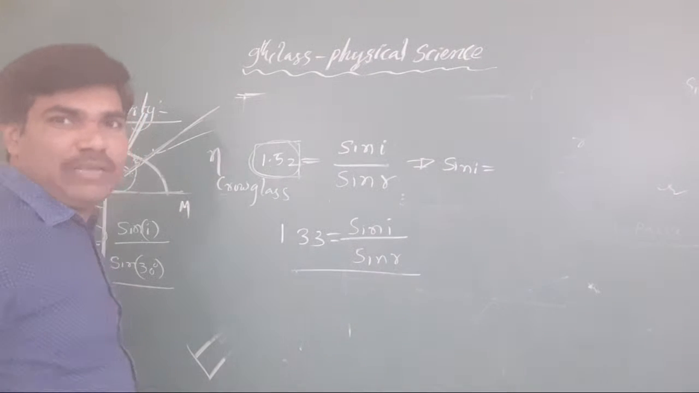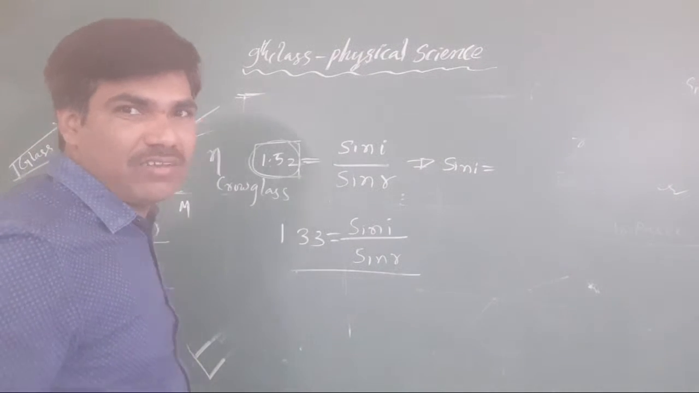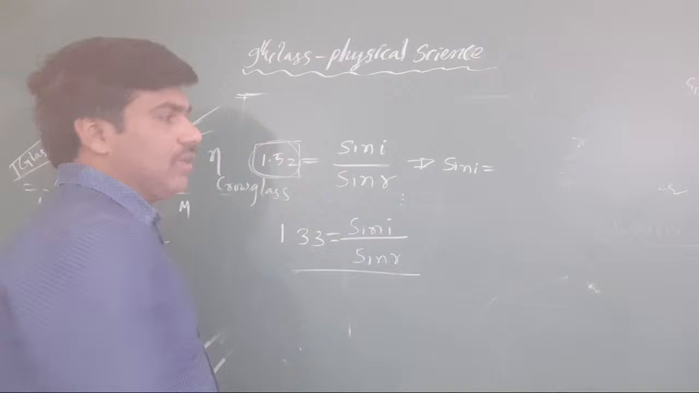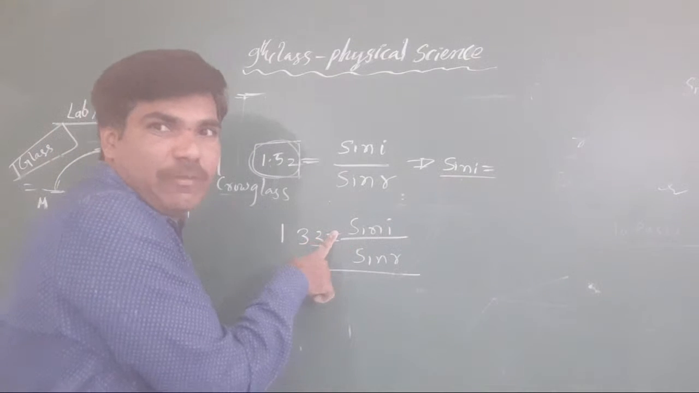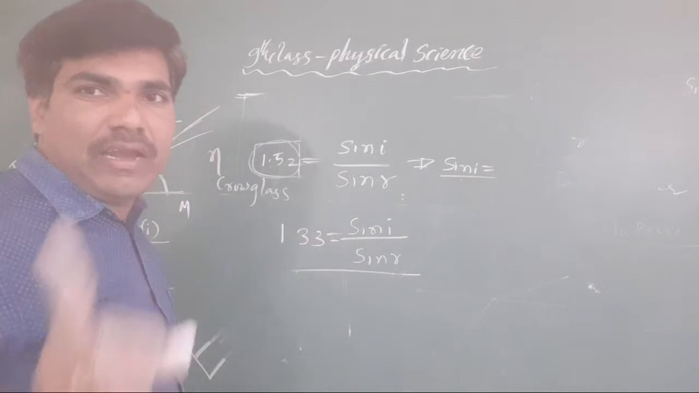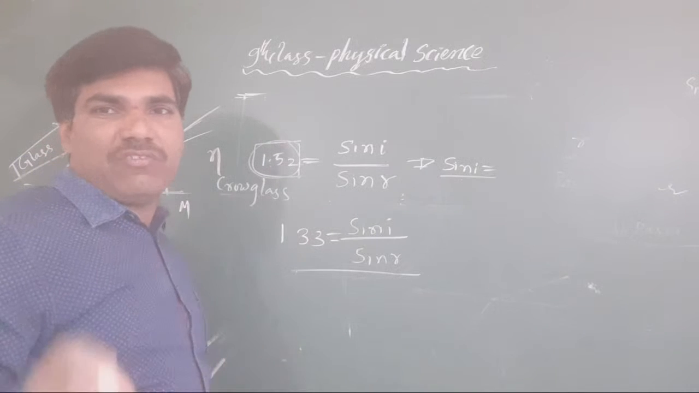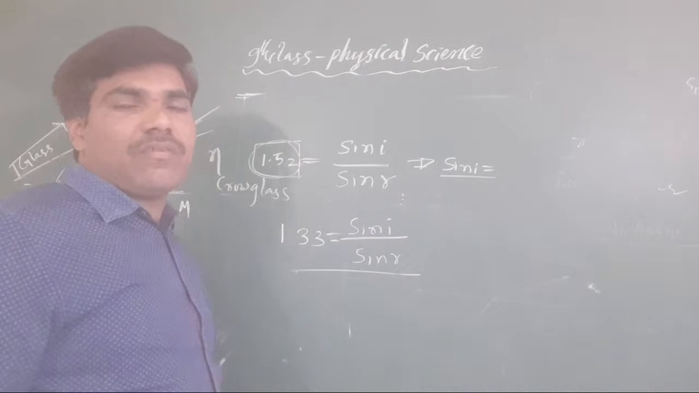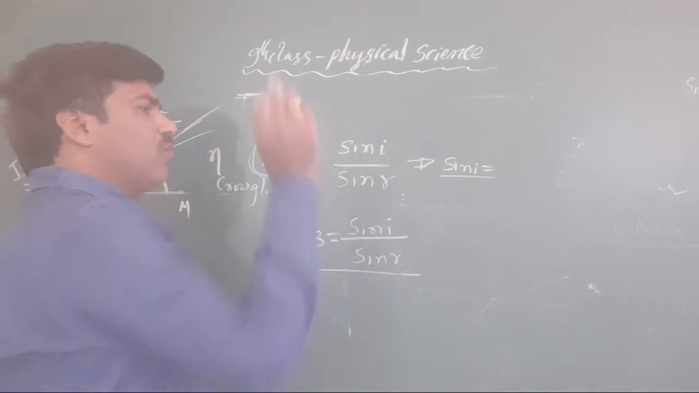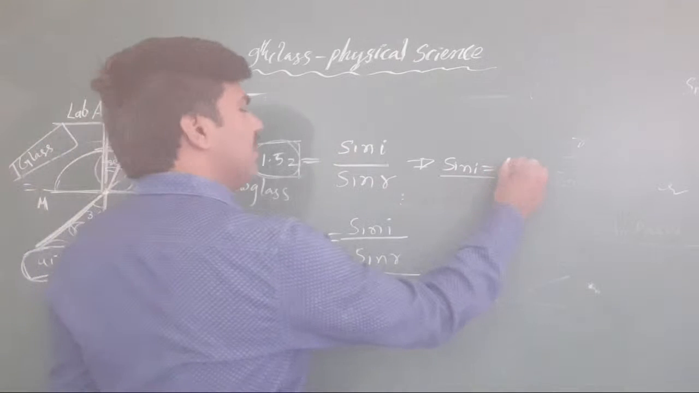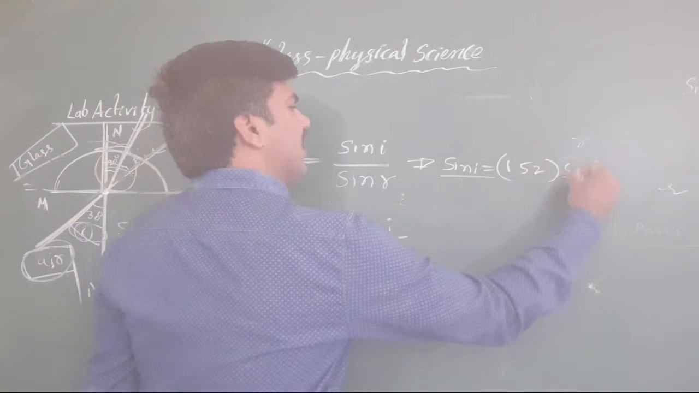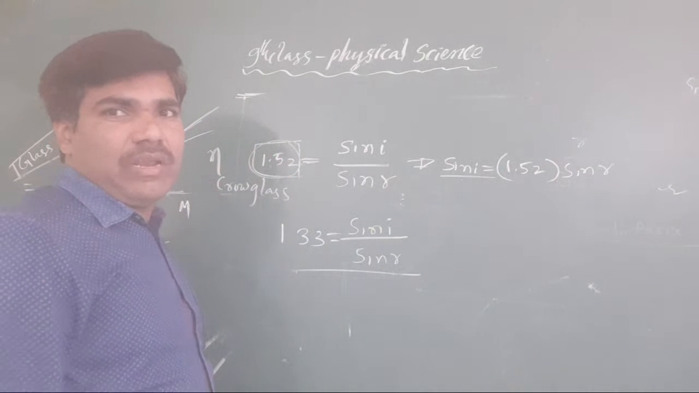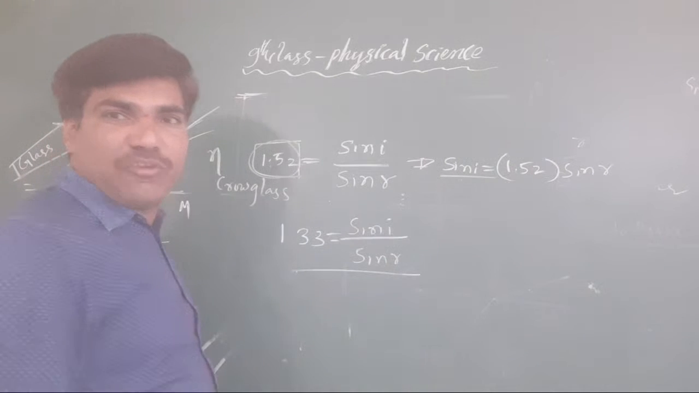We have five more minutes before the next class starts. Okay, I want to conclude here. Without the experiment, it is possible to find the I and R values. The relation between I and R is given to us. How? Sin I is equal to 1.52 into sin R. This also comes from this experiment only.